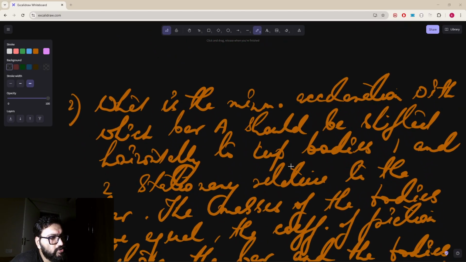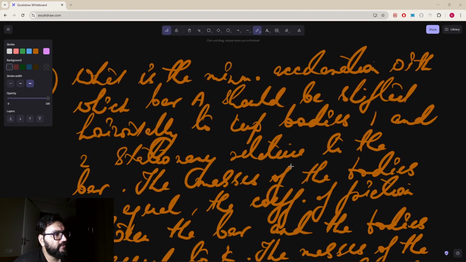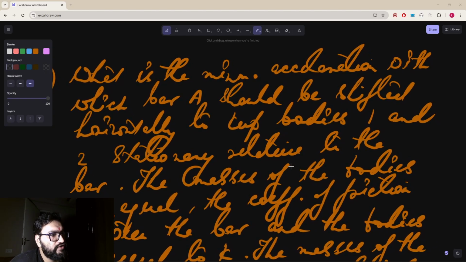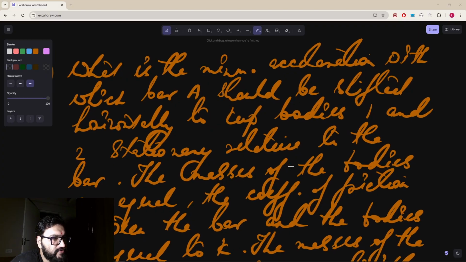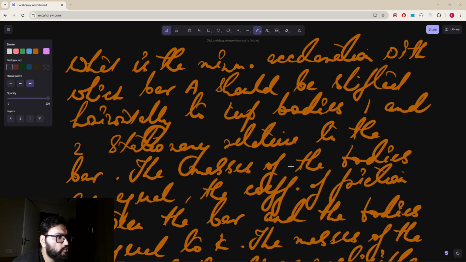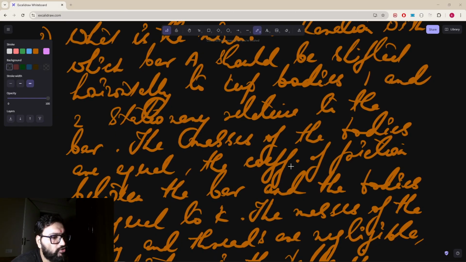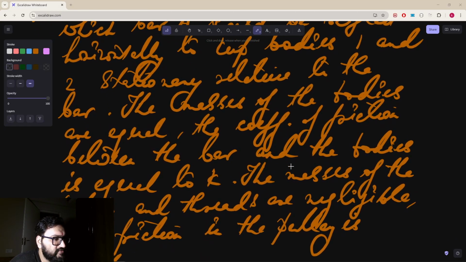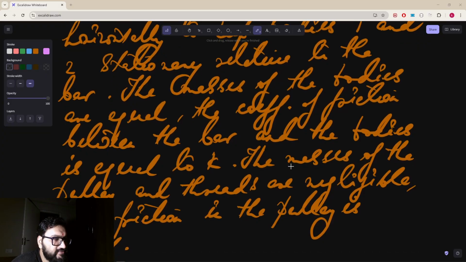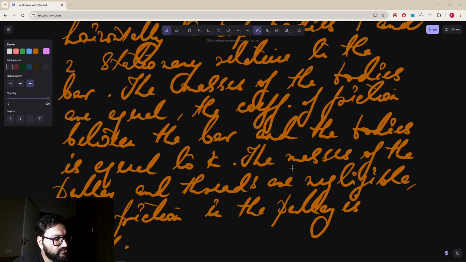So in this problem, I have been asked to find out the minimum acceleration with which bar A should be shifted horizontally to keep bodies 1 and 2 stationary relative to the bar. The masses of the bodies are equal. The coefficient of friction between the bar and the bodies is equal to K. The masses of the pulley and the threads are negligible, and the friction in the pulley is also absent.